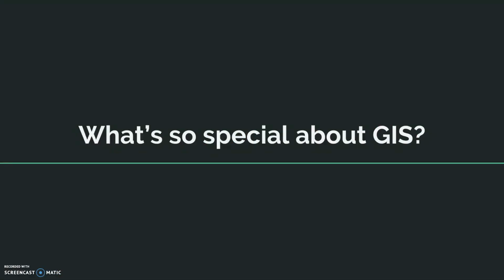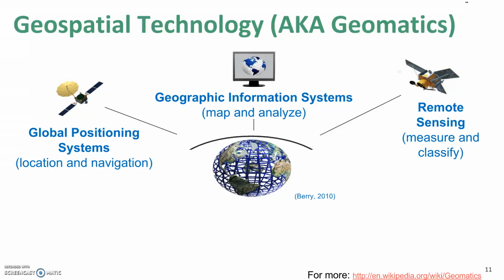So what's so special about GIS? Well, if we consider it together with a suite of products and think about this concept of geospatial technology, we start to understand the power of geographic information systems. Consider global positioning systems, or GPS, which give us information about our location on the surface of the Earth, and then also think about remote sensing, which provides us the ability to observe, measure, and classify features on the Earth's surface.